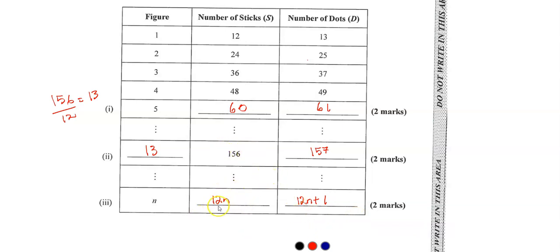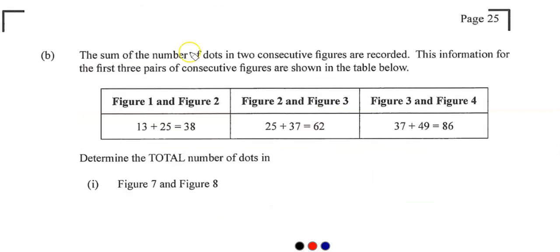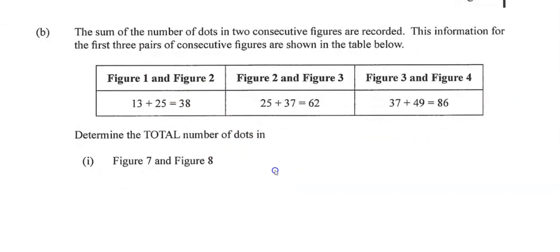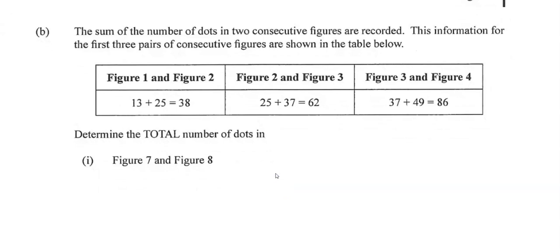So the number of sticks would be 12n and the number of dots would be 12n plus 1. So it says that the sum of the dots in 2 consecutive figures are recorded. Alright, so the formula for dots, we know that it was 12n plus 1. So let's write that down. So it's 12n plus 1. That's for the dots. Okay, so figure 1, we have 13 plus 25, and that's 38. We can use this formula to check to see if that's right.